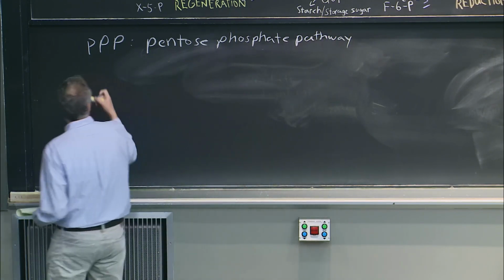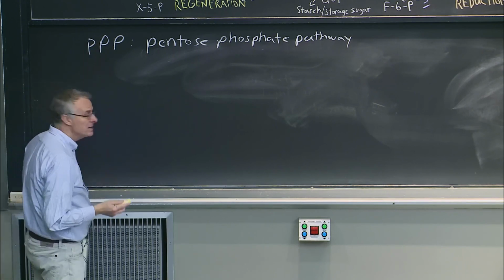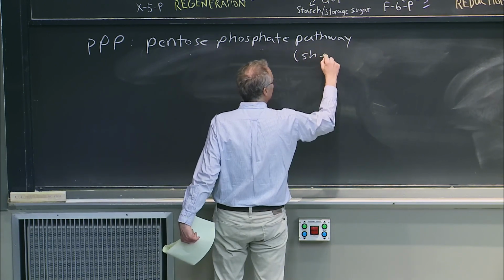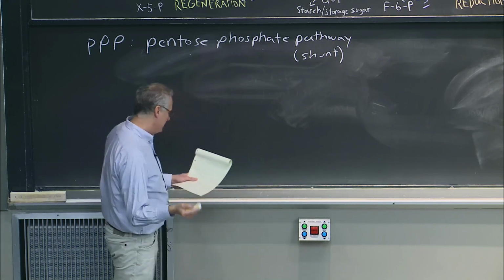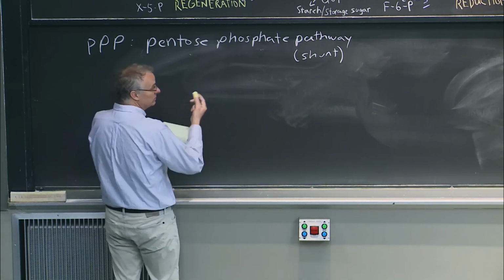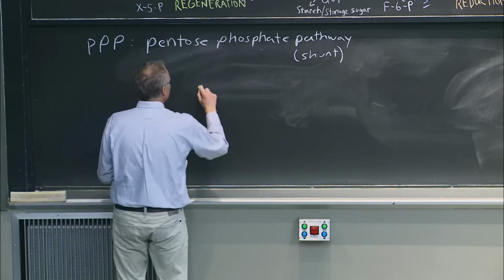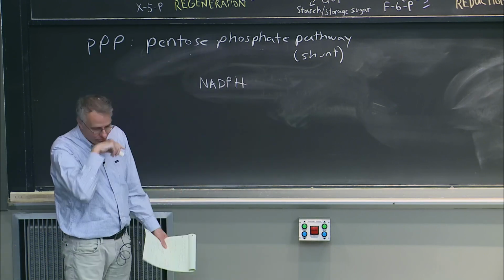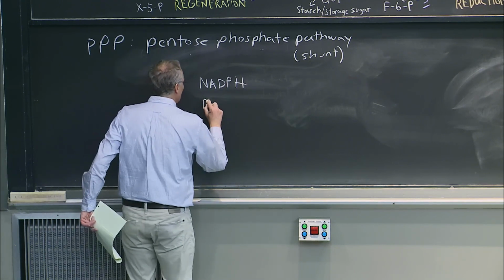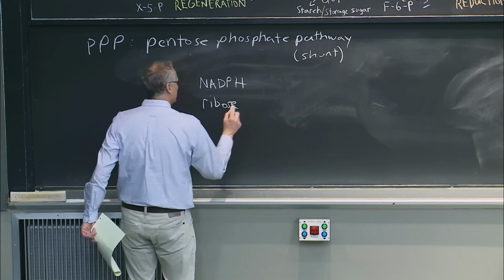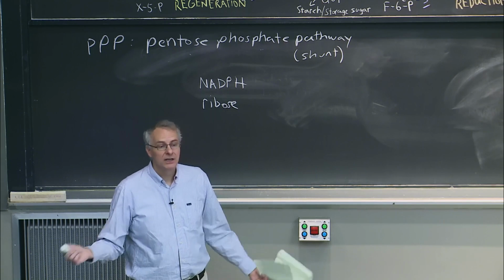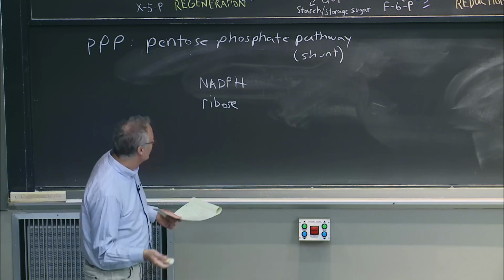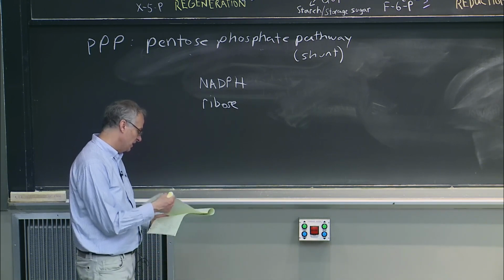All right, and so the pentose phosphate pathway, the PPP, also sometimes referred to as the pentose phosphate shunt, is a major pathway that all organisms, photosynthetic and non-photosynthetic, can use to generate NADPH, which is useful for cells as a source of reducing power, as well as ribose, which is going to be necessary if we're going to build nucleosides and cofactors that contain nucleosides.